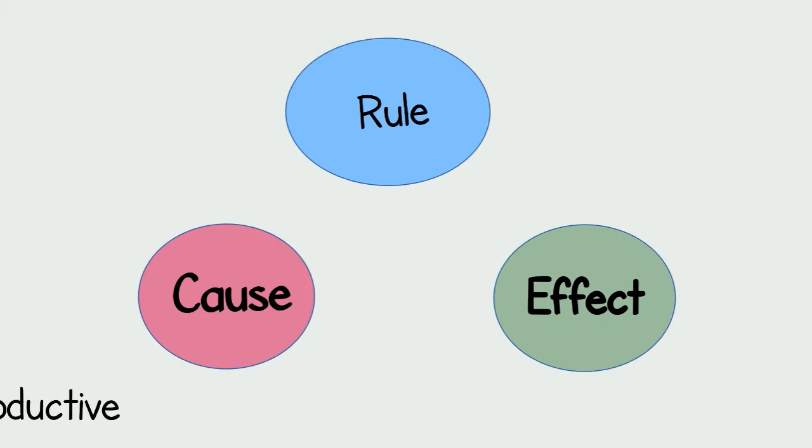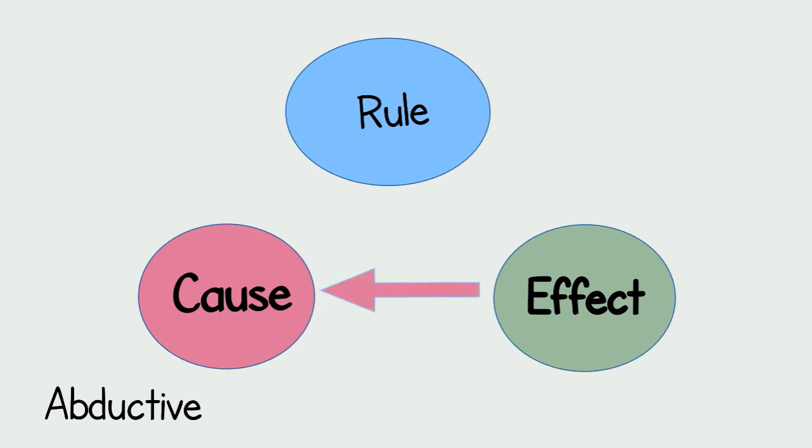Now, here is the fun part, abductive reasoning. In abductive reasoning, the theory or the rule is known, and the effect is known, but the cause is actually not known. But through knowing the theory and the effect, we can deduce the cause. It's kind of like being Sherlock Holmes. So this is also called triangulation of data.